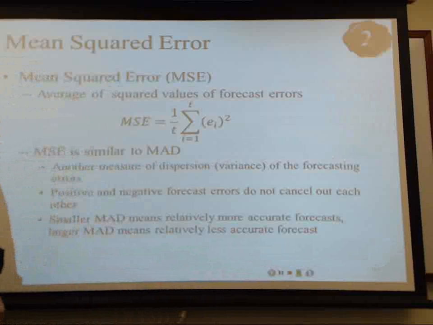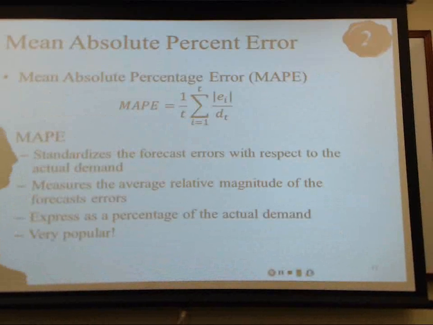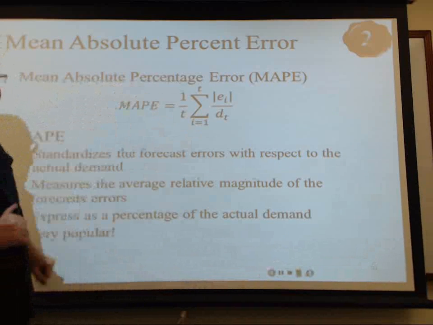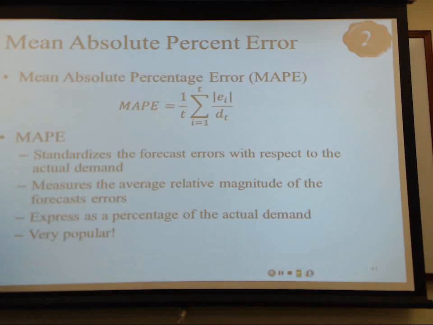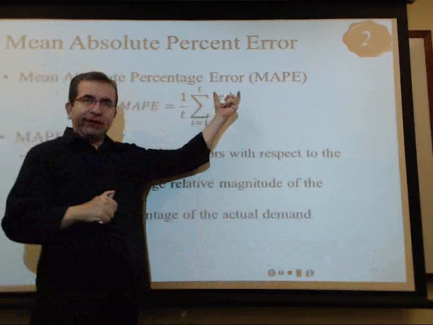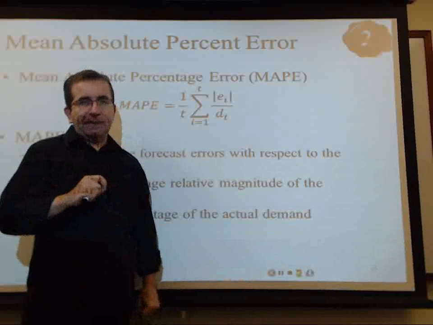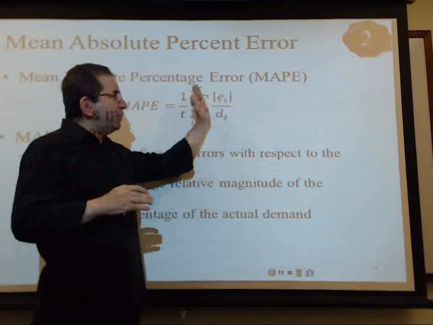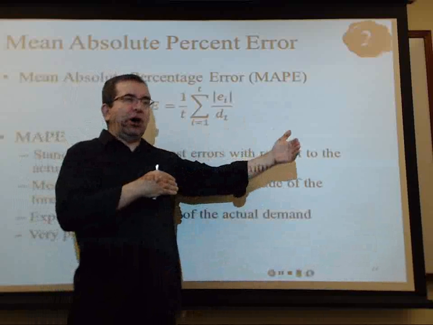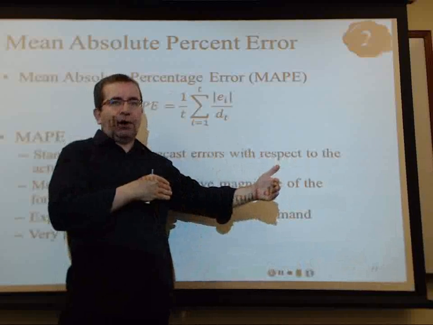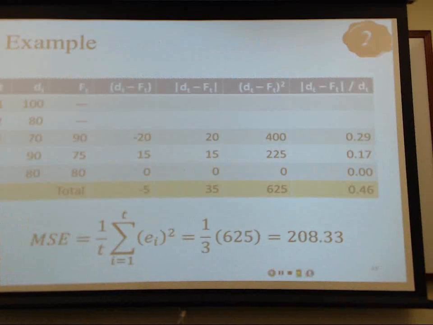So you need something to compare your forecast error to. Okay, and that you can do using mean absolute percentage error, or MAPE. This is extremely popular. So how do you do that? You take the absolute value of your forecast error and you divide it by the actual demand. Basically, this is what percent off you are from the actual. It's not how many units off are you, it's what percent are you off. Okay? So let's look at this.